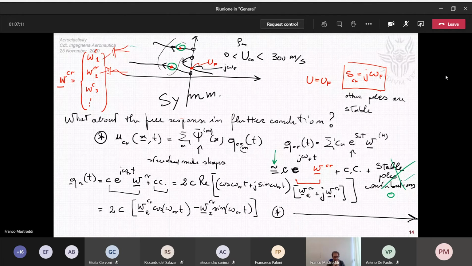Vedete più di una frequenza, ne vedete una di frequenza, no? O no? Sì, sì. No, alla fine uno se ne rende conto, però.